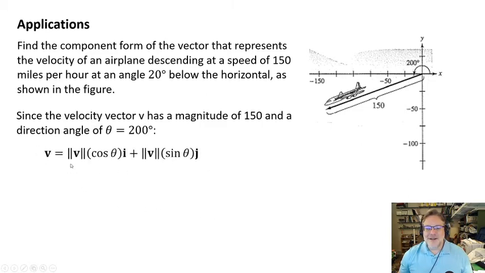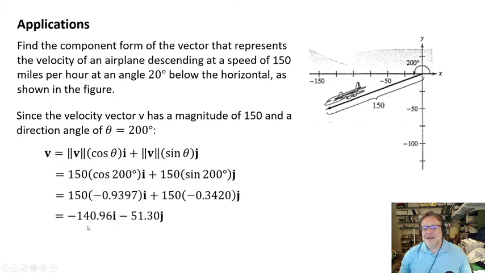This is our equation here. We can represent v as its magnitude times cosine theta times i, plus magnitude times sine theta times j. We know what theta is. We know what its magnitude is. We can represent this as a linear combination of the standard unit vectors i and j. So 150 times cosine of 200, 150 times sine of 200. So this becomes negative 140.96i minus 51.30j. We can write it this way, or we can write it in terms of our component form with the special little brackets on the end.